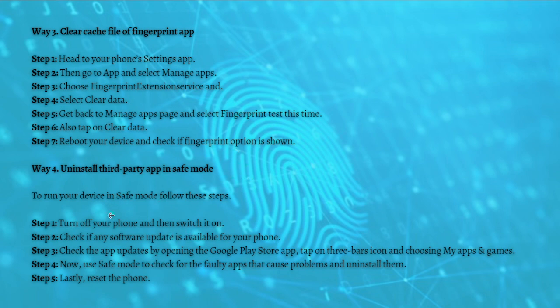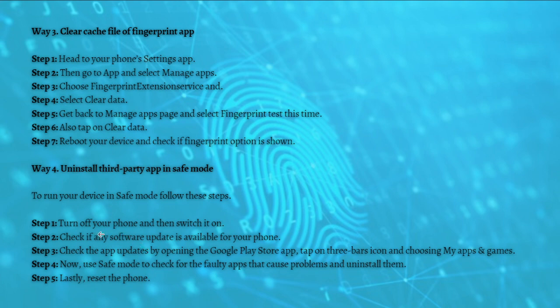And then lastly, what you can do is to uninstall third-party app in safe mode. So switching your device to safe mode will automatically disable third-party apps that create problems like screen lock apps or apps that are locked by fingerprint sensor, RAM cleaners, and then RAM boosters. So to run your device in safe mode, just follow the steps right here.